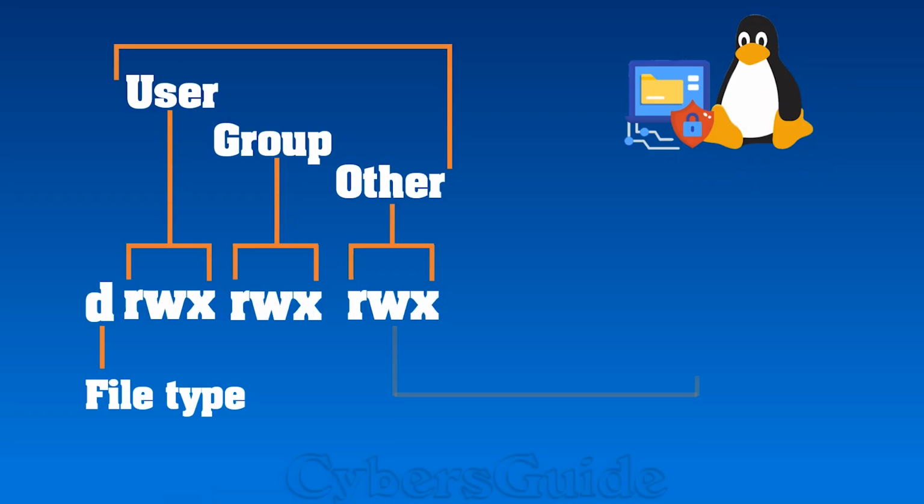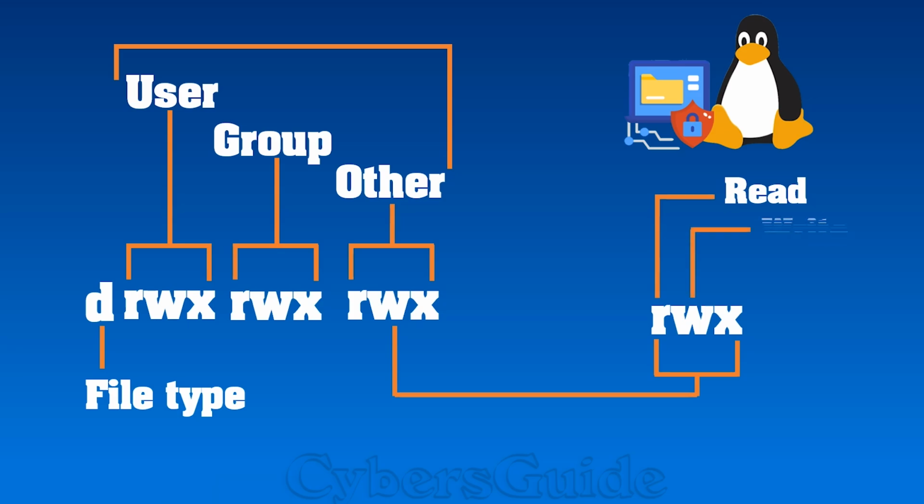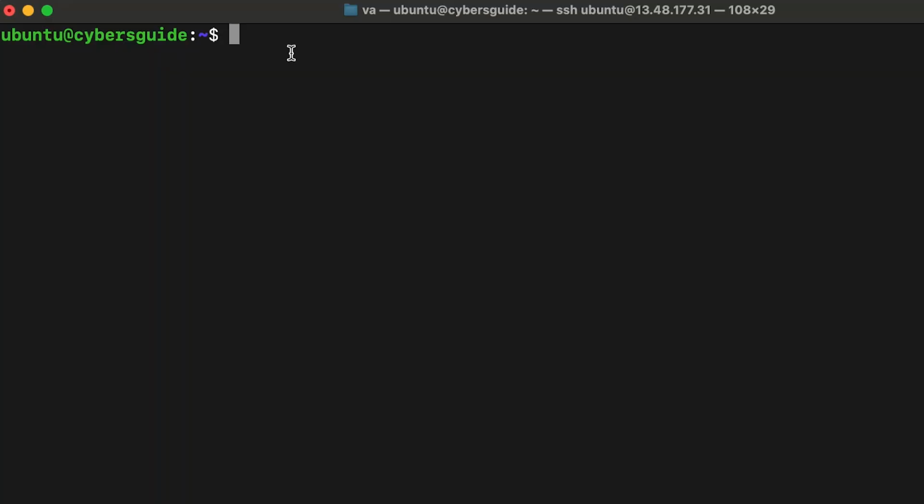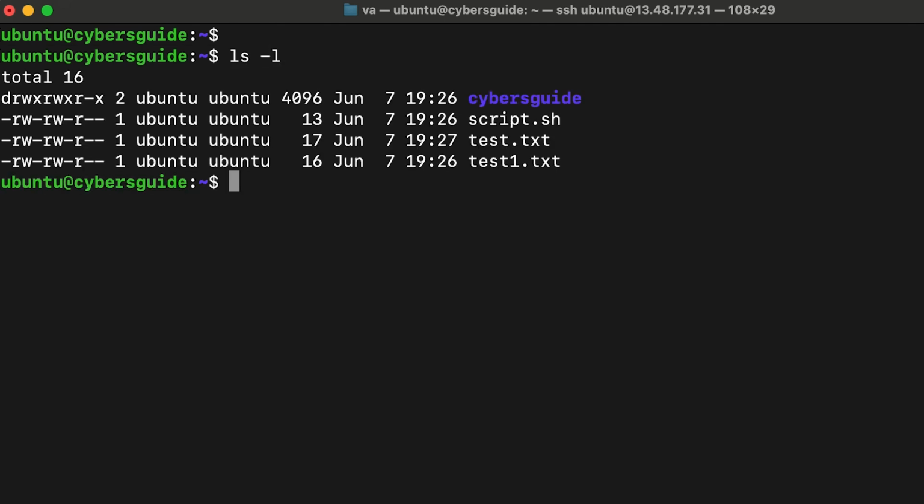Now let's explore the permissions themselves. In Linux, we have three basic permissions: read, write, and execute. These permissions can be assigned to the owner, group, and others individually. To view the permissions of a file or directory, we can use the command ls -l. The output displays a series of characters representing the permissions for the owner, group, and others, respectively.